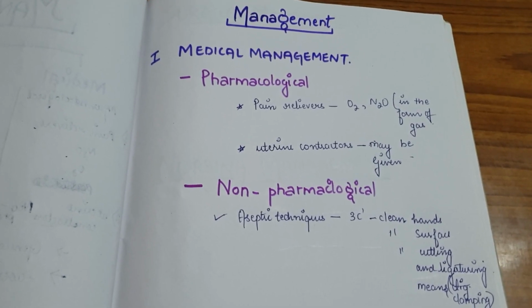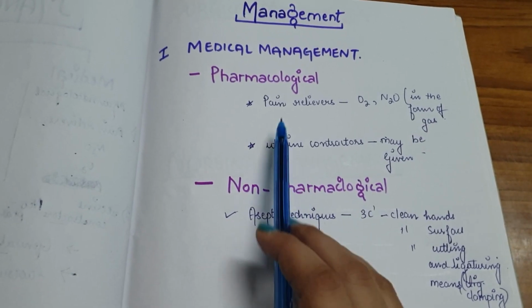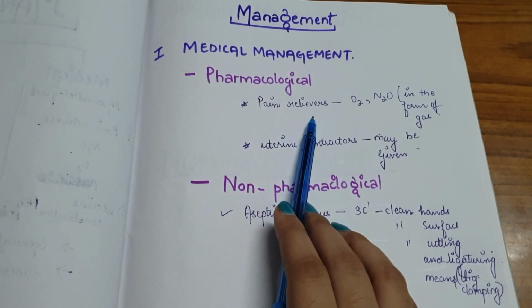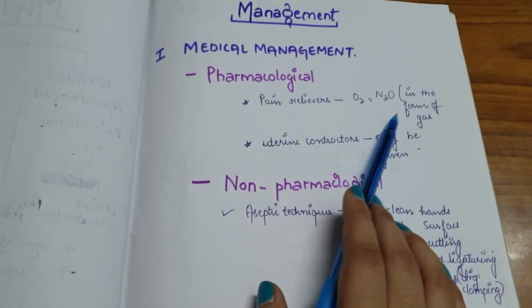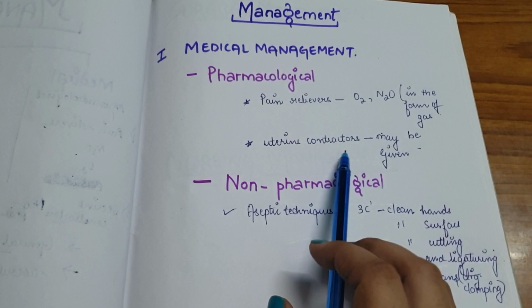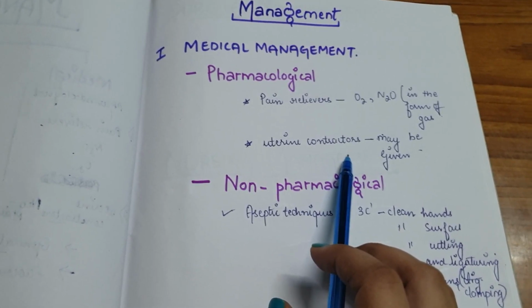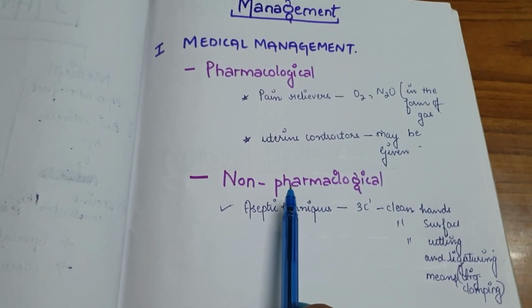In the medical management, there are two types: pharmacological management and non-pharmacological management. In the pharmacological management, pain relievers, that is oxygen and nitrous oxide, may be given in the form of gas in order to relieve the pain. Next, uterine contractors may be given during the second stage of labor in order to increase the contractions. These are oxytocin and prostaglandin.